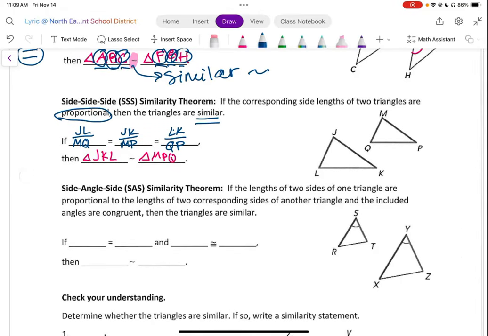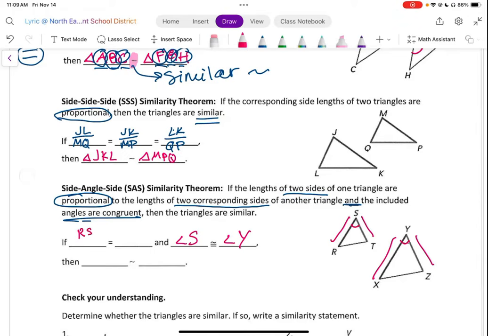Okay, next theorem. It says side-angle-side similarity theorem. If the lengths of two sides of one triangle are proportional to the lengths of two corresponding sides of another triangle, and the included angles are congruent, then the triangles are similar. So here we're saying that this angle and this angle are congruent, so angle S and angle Y are congruent. And the two sides SR and ST are proportional to YX and YZ. So we can say RS over XY is equal to ST over YZ, and angle S and angle Y are congruent, then these triangles are similar. Triangle SRT is similar to triangle YXZ.